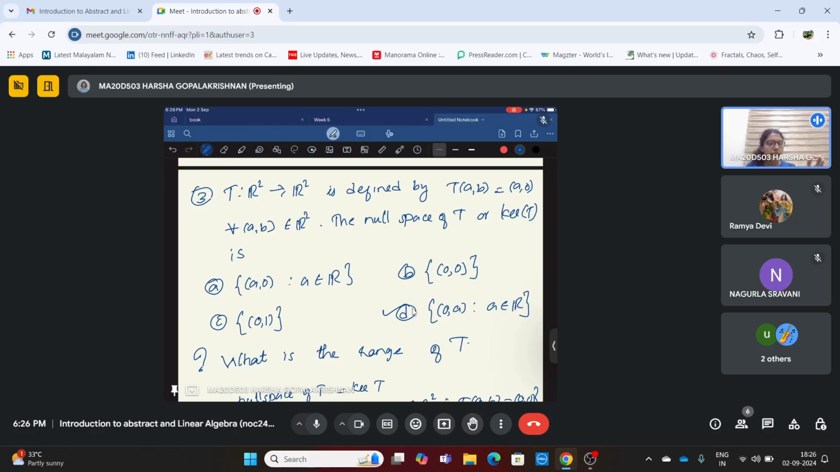Once again, let's recall the definition. Range of T means the set of all elements in the codomain R2 such that T is mapped to those elements, the image of T. That is exactly the range of T. What is T? T of AB equals A0. So what will be the elements in the range? What are all the possible images for any element in R2?